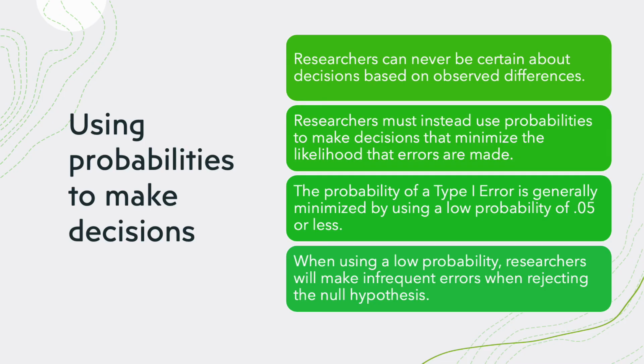And using what we have learned about the chi-square test, we as researchers need to use probabilities to make decisions. We can never be certain about decisions based on observed differences. We must instead use probabilities to make decisions that minimize the likelihood that errors are made. The probability of a type 1 error is generally minimized by using a low probability of 0.05 or less. When using a low probability, we will make infrequent errors when rejecting the null hypothesis.